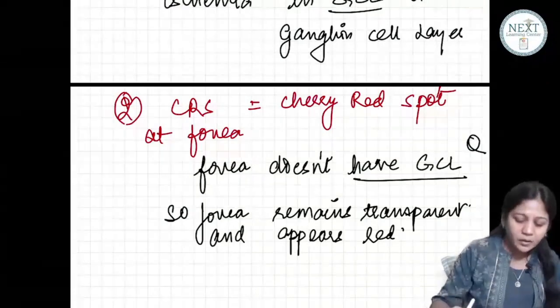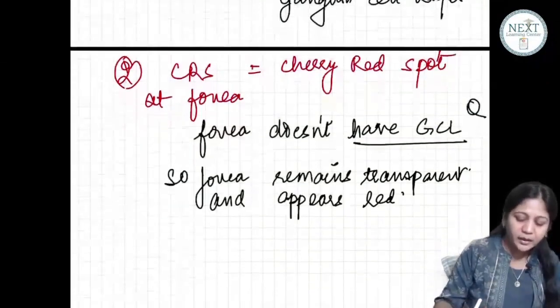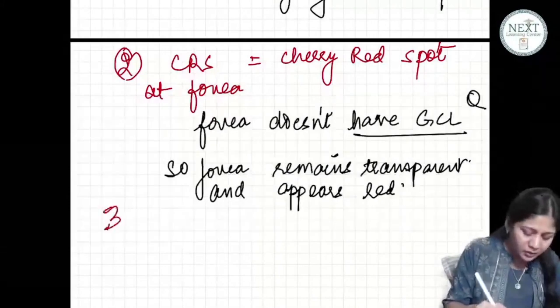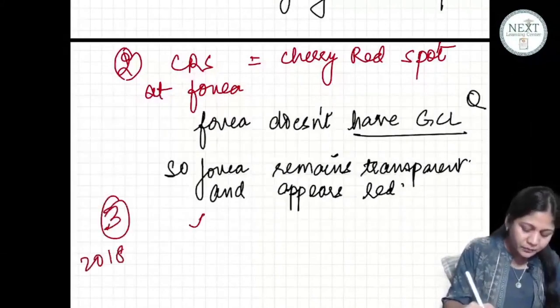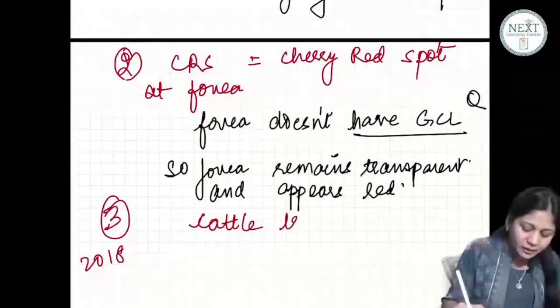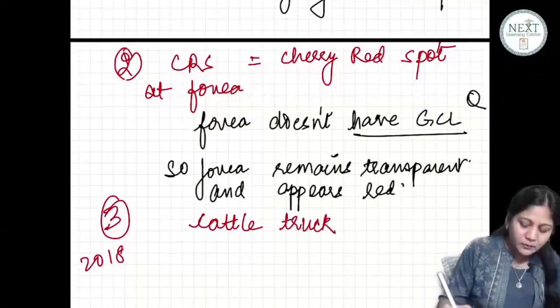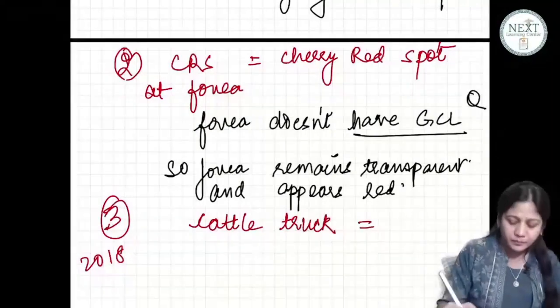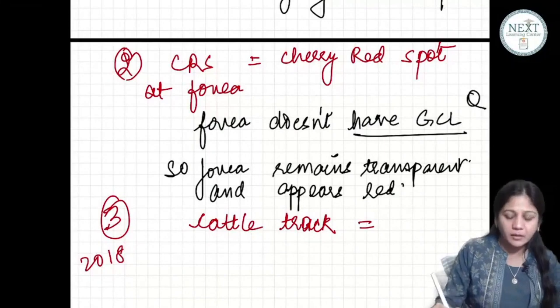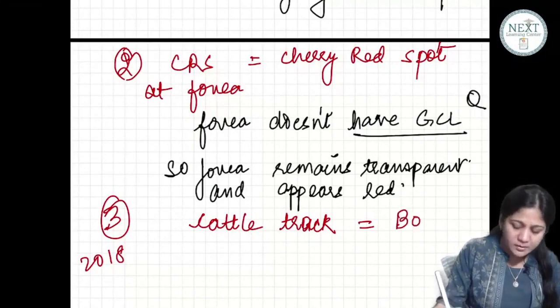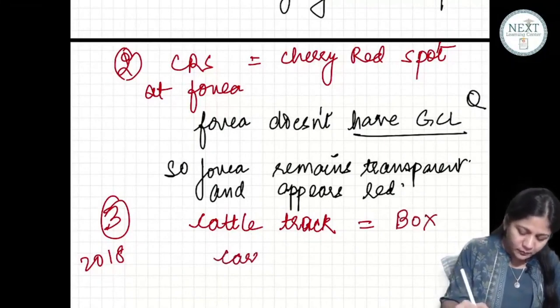Okay, friends. Now what about the third point? The third finding, again an important one. It was there in your exam in 2018. The third sign is the cattle trunk sign. It is also called the cattle track sign, or it is also called the box carrying sign.